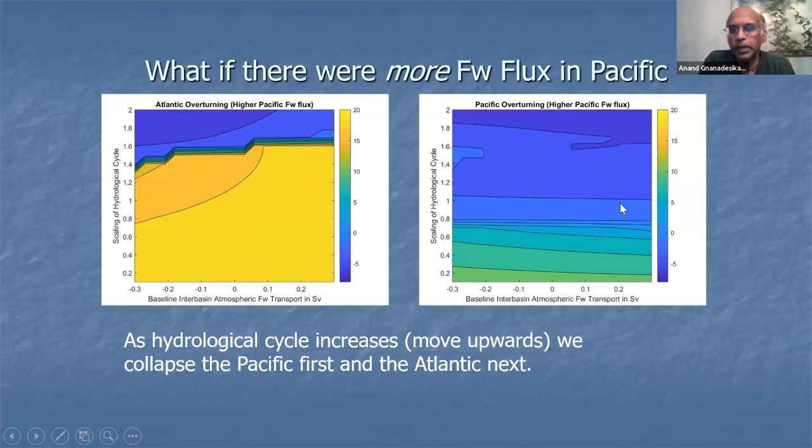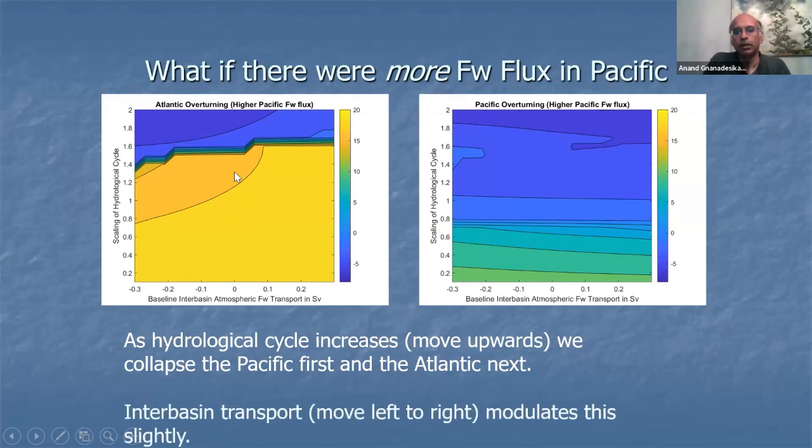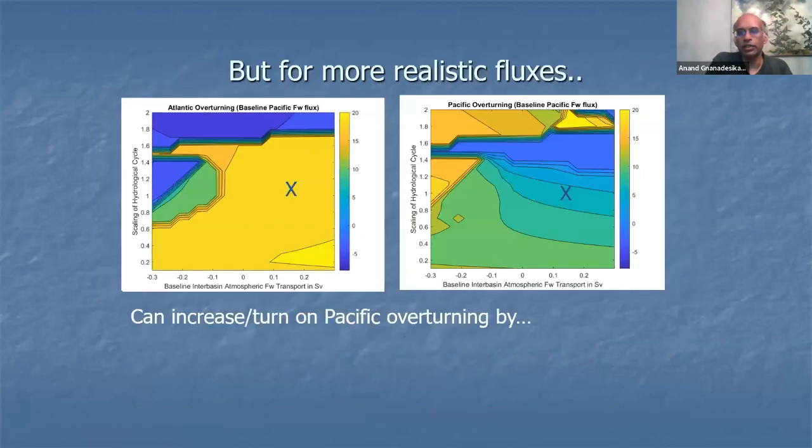So what basically happens is that as a freshwater flux increases, first the Pacific turns off, and then the Atlantic turns off. Interbasin transport modulates this slightly. But for more realistic fluxes, what we think is more representative of the real ocean, we get a much more complicated pattern here.